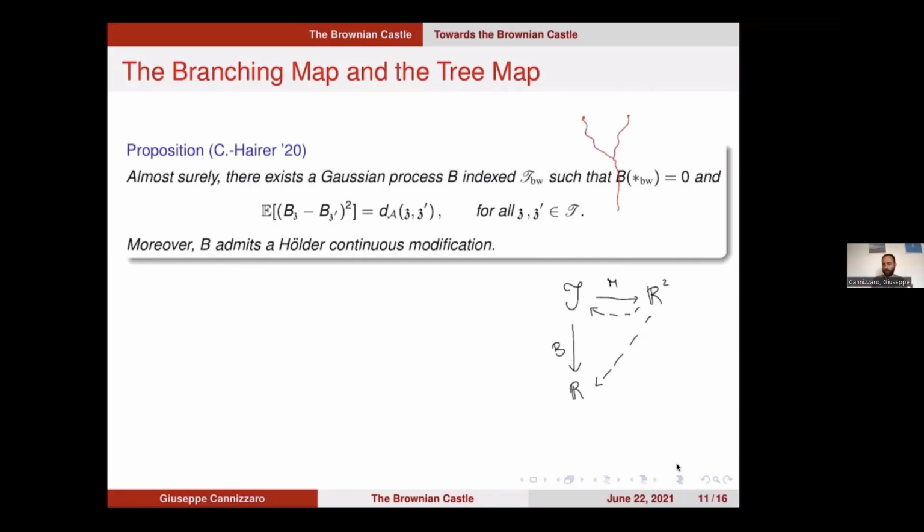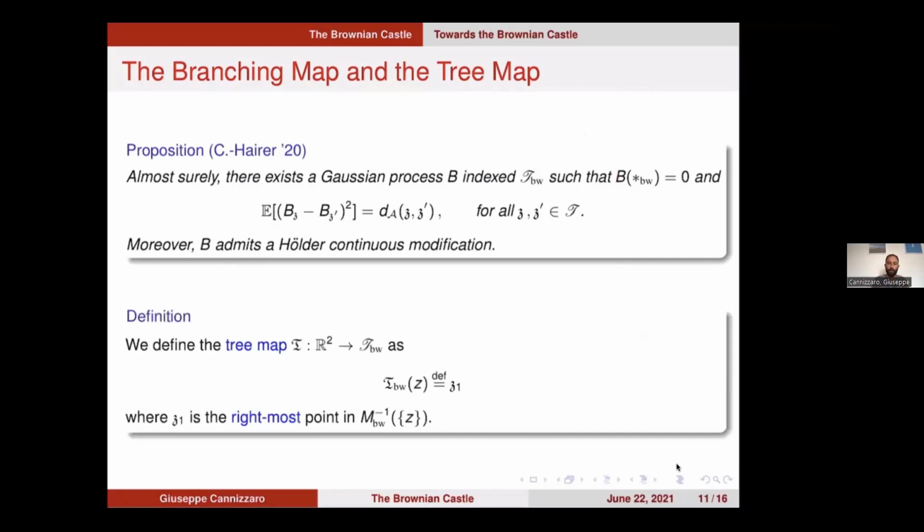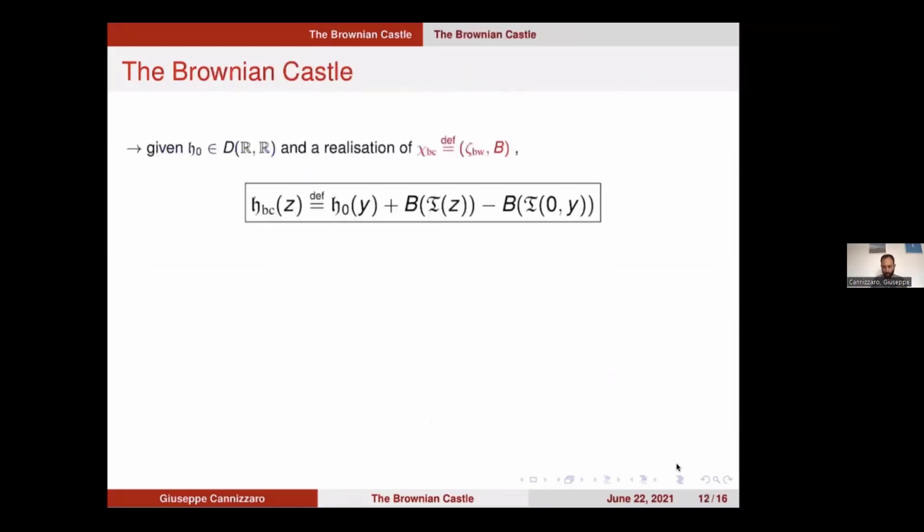So, but this can be cured, and it's cured by this sort of tree map. So imagine that there are multiple points, so that in the pre-image of a given point in R2, there are multiple points. The saving grace is that these points can sort of be ordered. Since we want at the end to be able to describe our Brownian castle as a Cadlag path, then we're going to associate to the point Z the rightmost point, so the point corresponding to the rightmost trajectory. Okay, and with this tour de force, we're done.